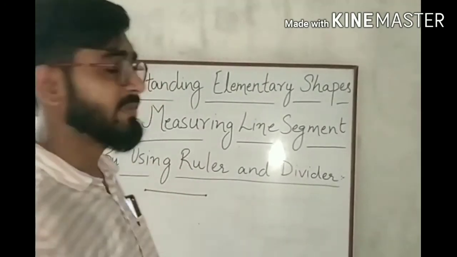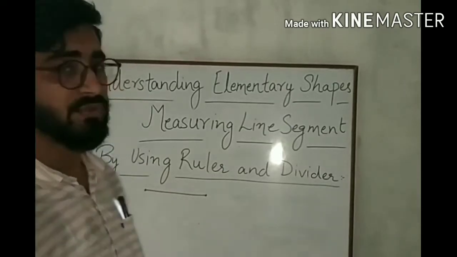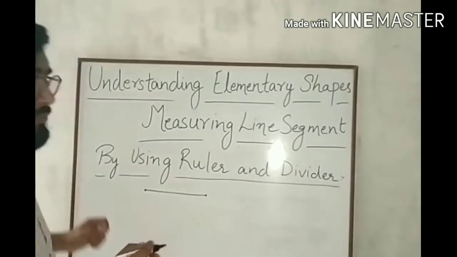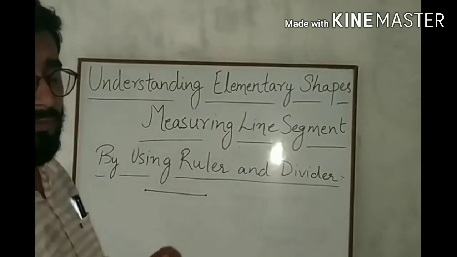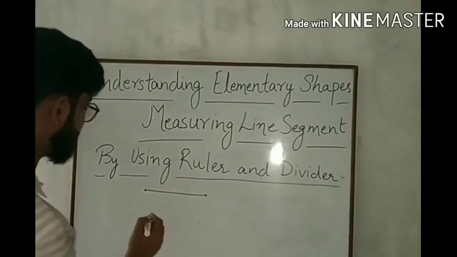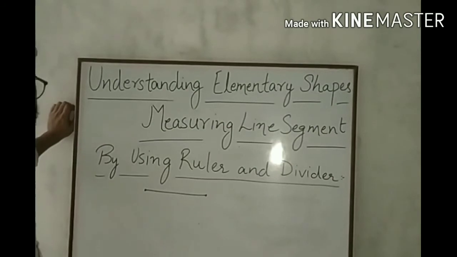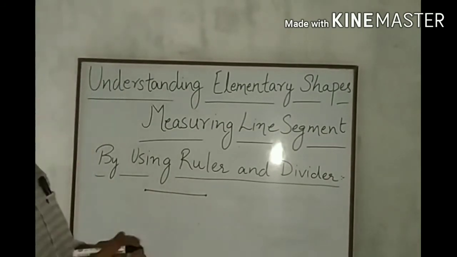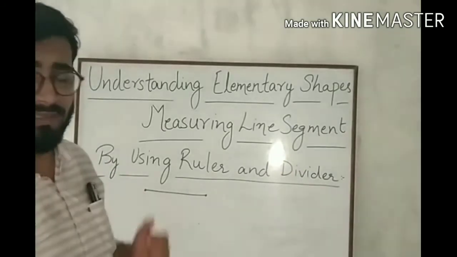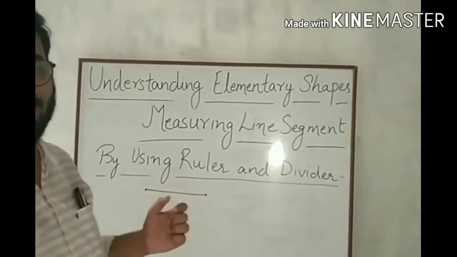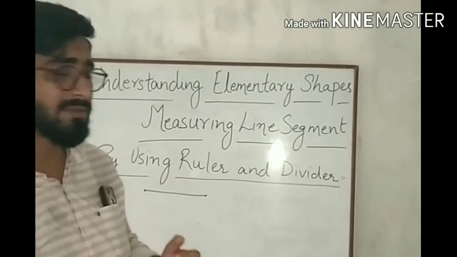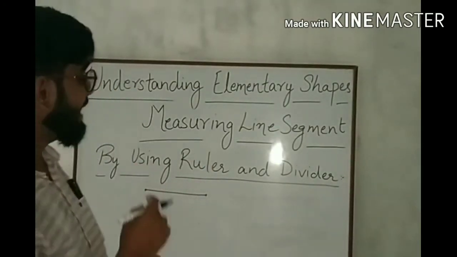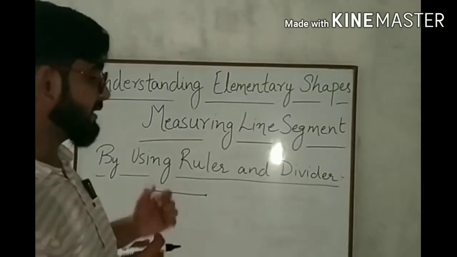Now the another method by which we can measure the line segment is by using ruler and divider. Okay, so how to use ruler and divider to measure the line segment? See, suppose this is the line segment. So you can simply tell by measuring with ruler what is the exact measurement of this line segment. And suppose two line segments are given, then you can tell with the help of ruler which line segment is bigger.